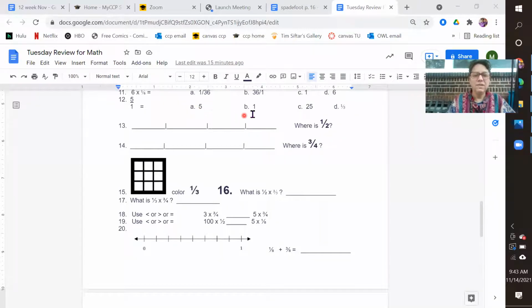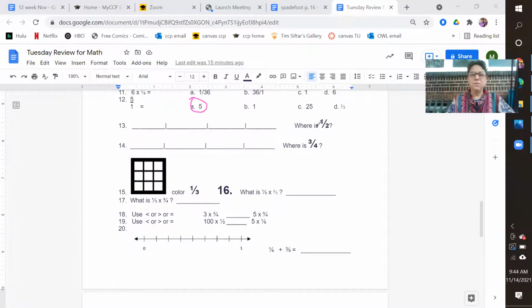Is it 5? Is it 1? Is it 25? Or is it 1/5? Right? So always we have learned that the one that's on the top, if it's a bigger number, then the number is bigger than 1. So it's not 1/5. So if it's 5 over 1, it is 5. So please write the answer here is 5.